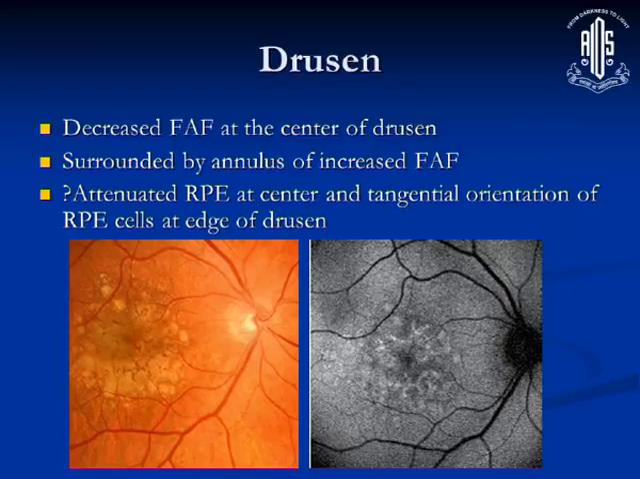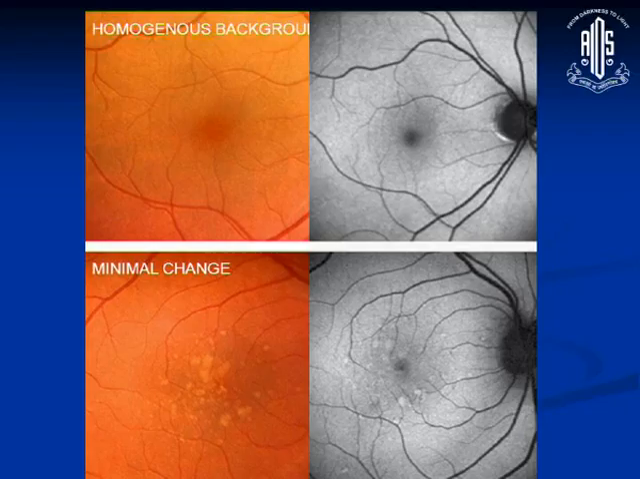In Drusens, there's decreased FAF at the center of the Drusen, surrounded by an annulus of increased FAF. It might be due to the attenuated RPE at the center and tangential orientation of the RPE cells at the edge of the Drusen. Now, according to FAF characteristics, the pattern of Drusen deposition in patients can be classified.